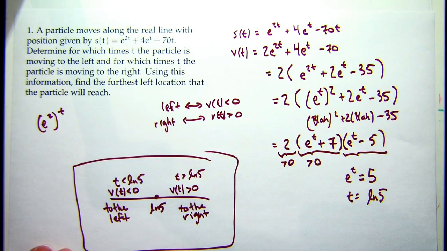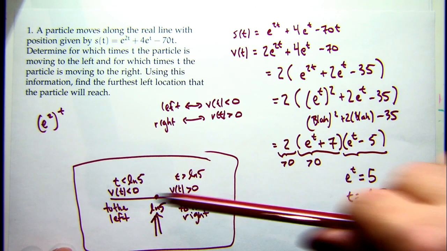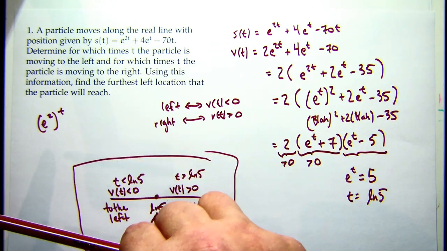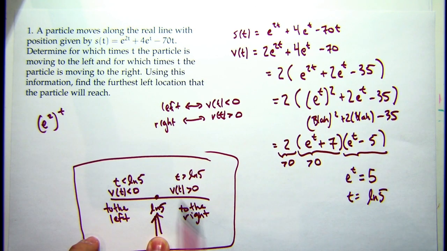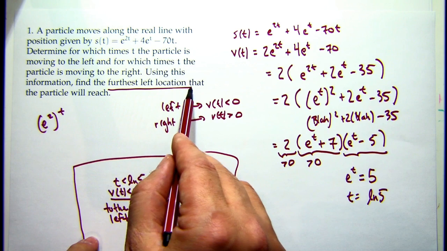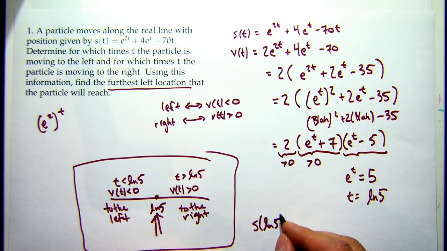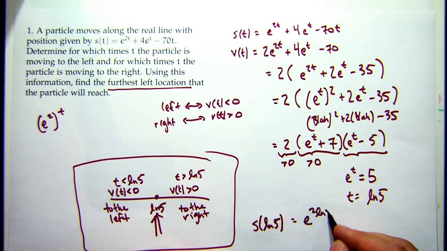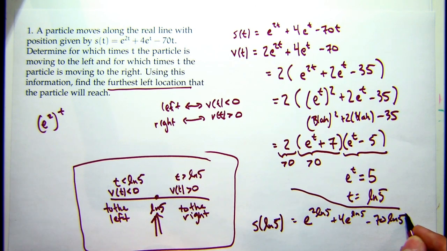So when am I furthest to the left? I'm furthest left at this value. Because before log 5, I keep moving left, left, left, left, left. Then after log 5, I move right, right, right, right, right. And so I happen to be furthest left at log 5. Now, the question says, where's the furthest left location? How do I find that? Plug it into the original function. So my furthest left location is s of log 5, which is e to the 2 log 5 plus 4e to the log 5 minus 70 log 5. Now, what do I do next?